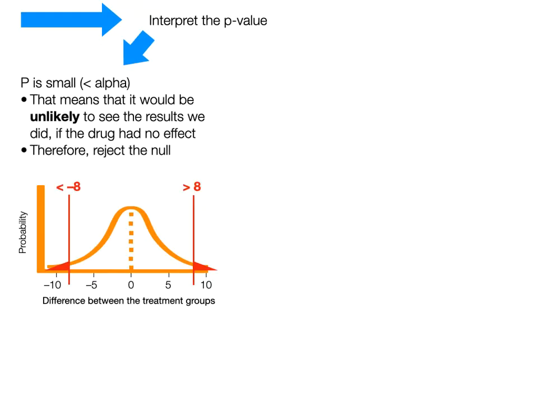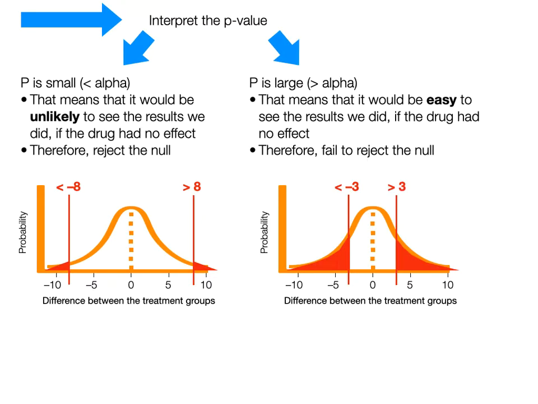So next up, we interpret the p-value. If p is small or less than our alpha threshold, that means that it would be unlikely to see the results we did if the drug had no effect, and in that case, we would reject the null hypothesis. But maybe we could get a scenario where the p-value is large and larger than our alpha threshold.